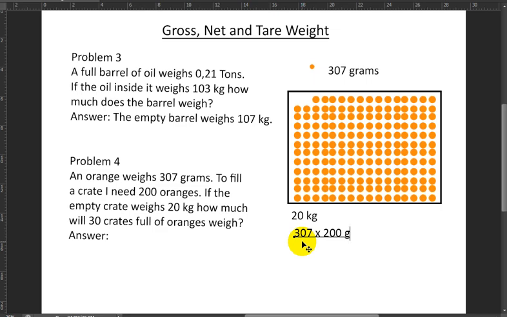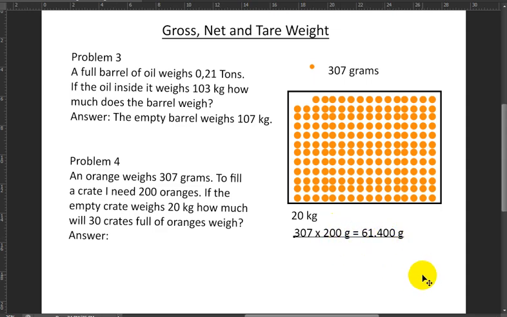Now, 307 times 200, you can do that vertically, or you can figure out how much 2 times 307 is, and then just add 2 zeros at the end. It would be 614 with 2 zeros at the end, so 61,400 grams. All right. So this is what one full crate has, 20 kilograms and 61,400 grams.